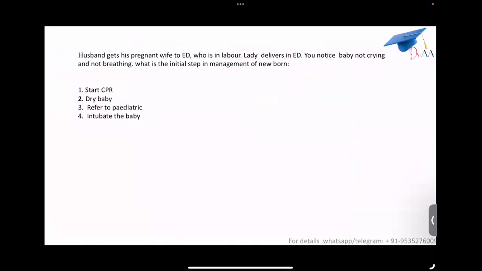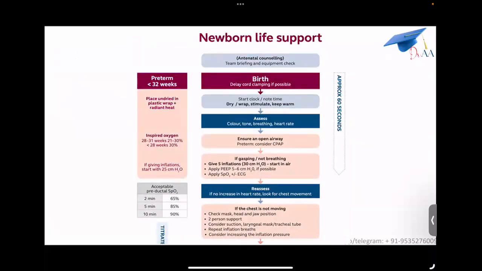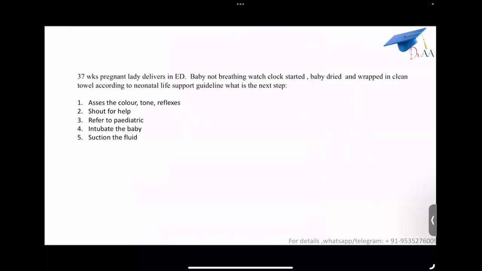So coming here, a husband brings a pregnant lady to the emergency department. The lady delivers in ED and you notice the baby is not crying and not breathing. What is the initial step in management of the newborn? They're asking about the newborn. Option 2, the right answer is dry the baby. You need to follow the algorithm in which you dry and wrap the baby in warm clothes. That's the first thing you're supposed to do.